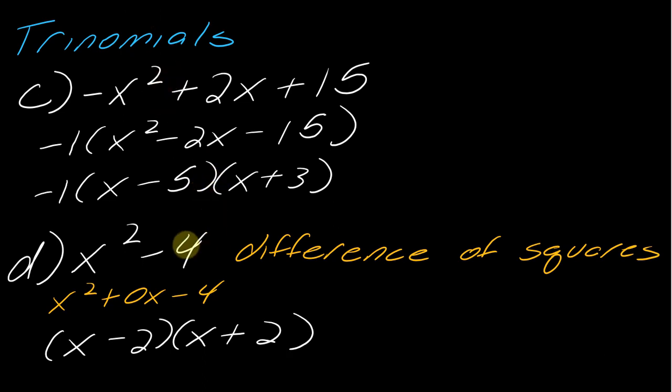So a couple of things to note here. Negative 4 is a perfect square, so it's 2 times 2. So that's exactly what goes into the factorization. And notice one of those terms has to be positive and one of them has to be negative. And that makes sense for why we would get 0x, because we have minus 2x plus 2x. So that is how that works.